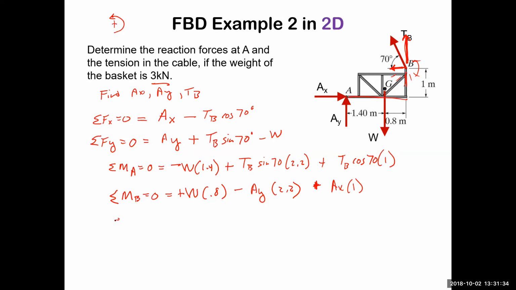We could conceivably do a moment at G, but we don't know the vertical location, so it's going to be a little bit hard to figure out that one. So that's a problem. So we can't really do that. But at least you have 4 options of equations, and you have to use 3 of those to solve for the unknowns.